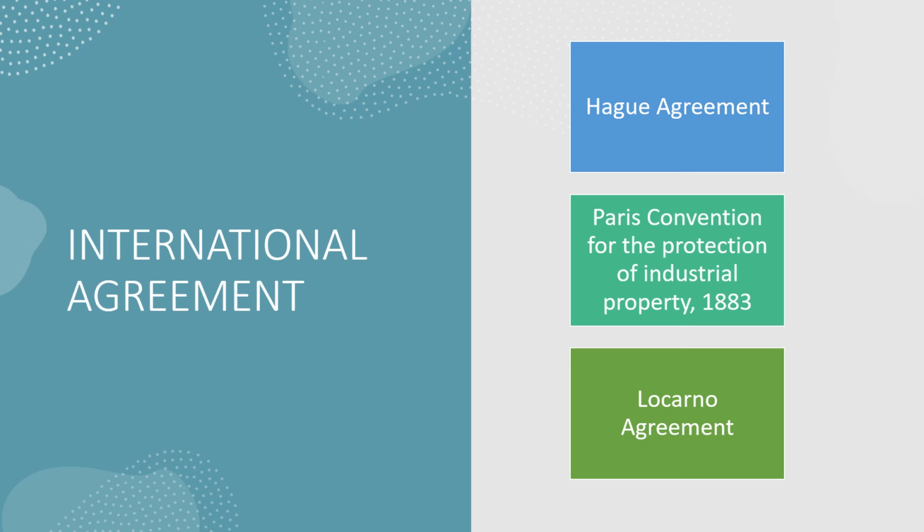The first one was about the international agreements. For that, you must read the Hague Agreement. You must also be aware of the Paris Convention for the protection of industrial property, which includes protection of design rights. That is as far as priority date is concerned. You must also read about the Locarno Agreement, which is about the classification of designs.